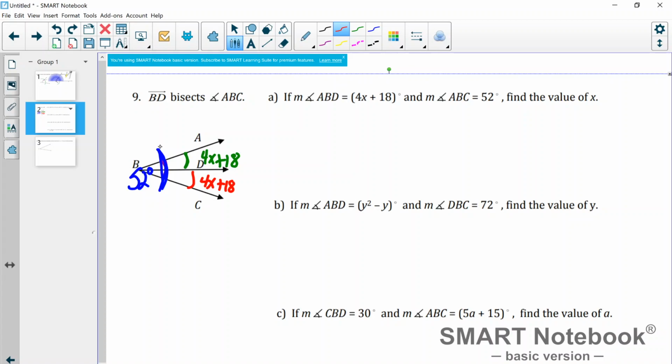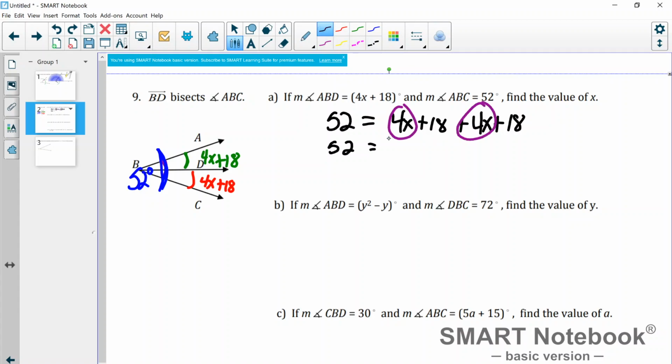So the whole thing here is 52, and we know it's equal to the sum of its parts. So this part is 4x plus 18, and that part is 4x plus 18. So we're going to add them together. So we got 4x plus 18 plus 4x plus 18. To make my life easier, I'm going to combine like terms. So 52 equals, I can combine my 4x and 4x to get 8x, and I can combine 18 and 18 to get 36.